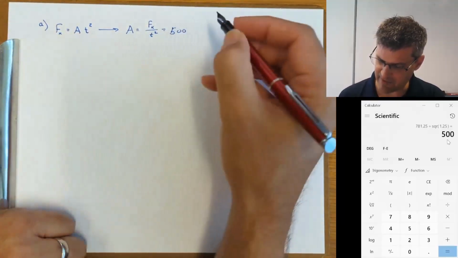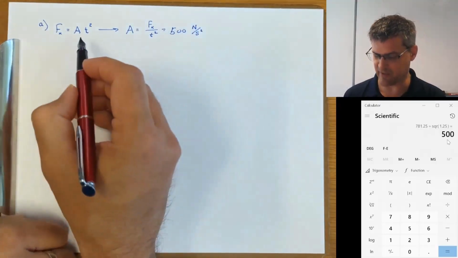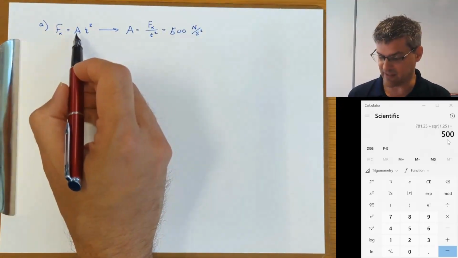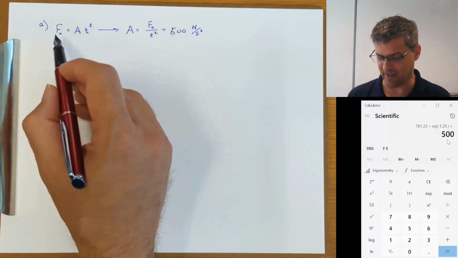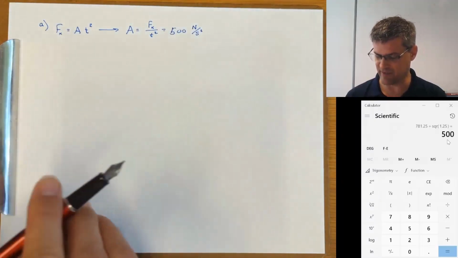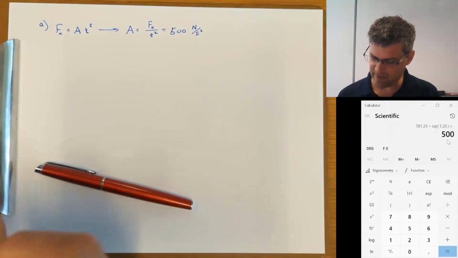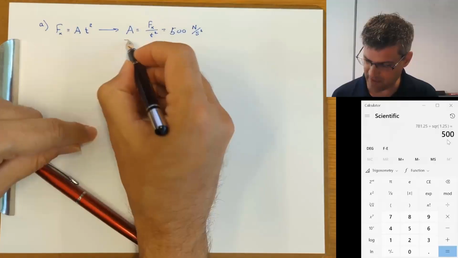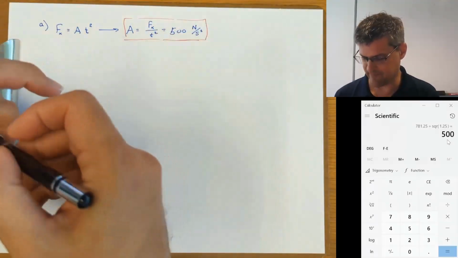And this has to be units of Newton per second squared, because if I was to take this constant and multiply by some time in seconds squared, I have to get units of force. So if we need it later, we know what A is going to be. Good.